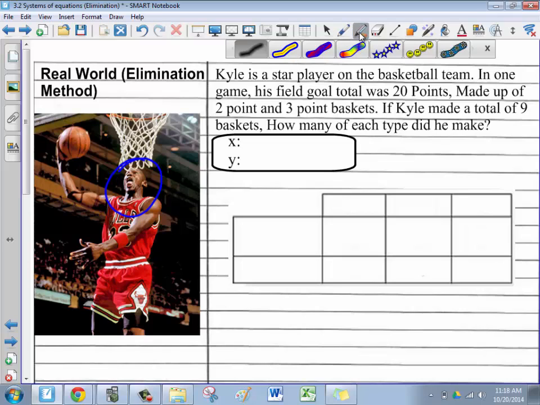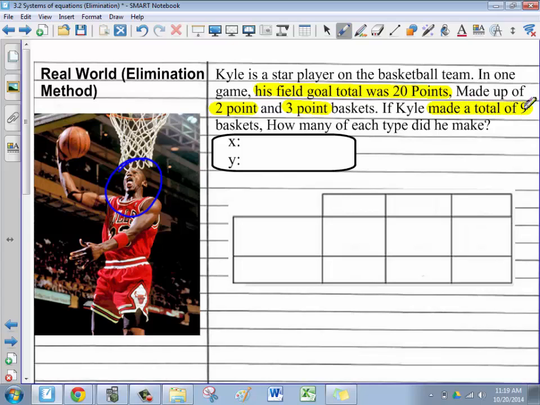So just like before, let's highlight important information. His field goal total was 20 points. So he just scored 20 points in a game, is what it's saying. And that was made up of 2-point shots and 3-point shots. Let's say now Kyle, who looks like Michael Jordan, made a total of 9 baskets. Okay, he made a total of 9 baskets. We want to figure out how many of each type did he make. Well, it's nice to highlight the question.